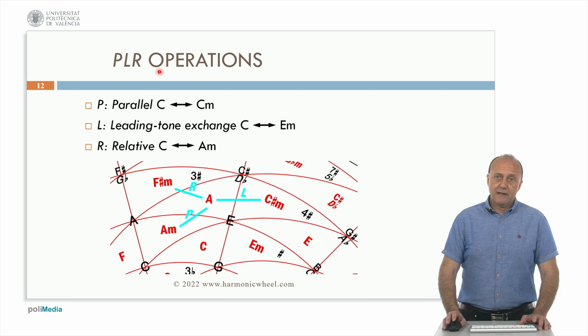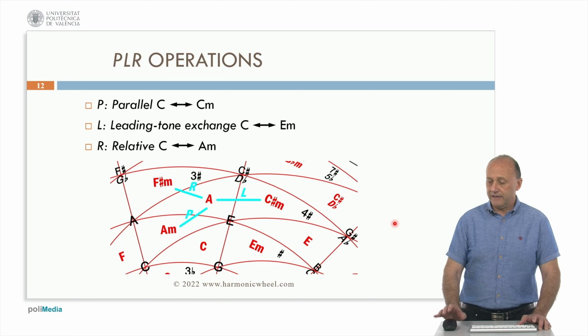PLR operations are the basic operations with major and minor chords. P stands for parallel, L for leading tone exchange, and R for relative. On the harmonic wheel, if we consider one consonant chord, for example A major here, the three operations are found by crossing the three edges of the triangle, as we can see here.